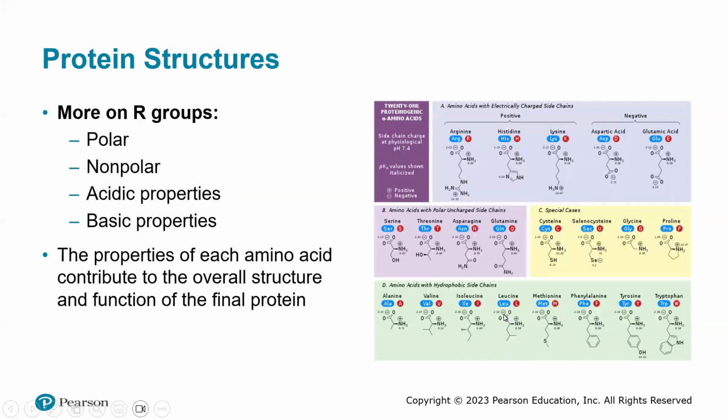So the R groups can be broken into a couple of different types. Up here, we can see our electrically charged groups. We have our polar groups. So these are like our nonpolars and our polars. We've got our acidic down here. We've got some special cases over here. Now, these different side groups are what are going to determine the overall structure of the protein.